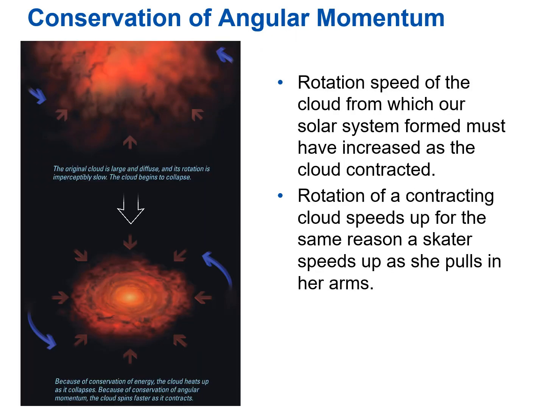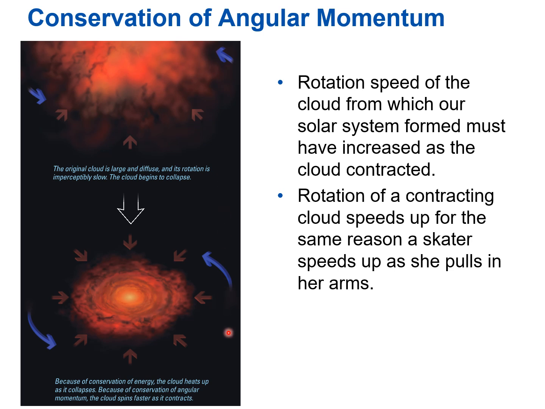We're going to go back to the nebular theory that you were introduced to in the last video. The idea of the solar system collapsing from a large cloud of gas, that's the nebular theory. And so here we have a very large, thin cloud of gas, and by large I mean maybe several light years in extent. The original cloud is large and diffuse, that means just thin, not very dense, and its rotation is imperceptibly slow. The cloud begins to collapse through gravity.